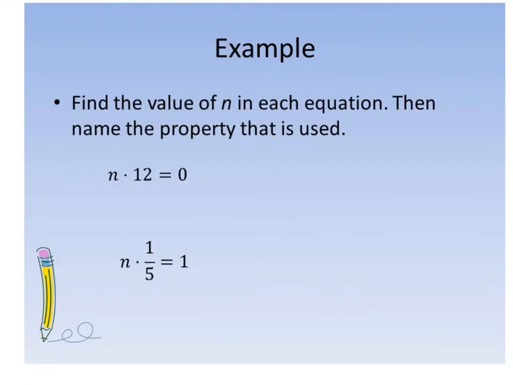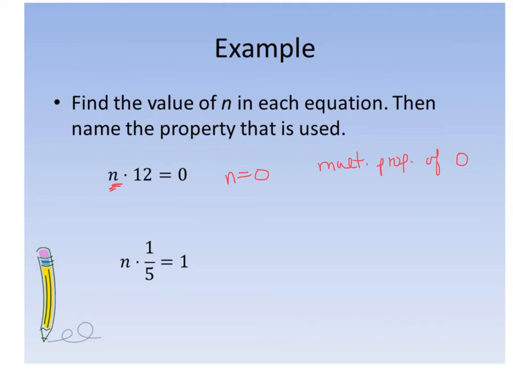So this says find the value of n, then name the property that is used. So what does n have to be for us to multiply n times 12 and get 0? n has to be 0. And so if I multiplied by 0, what property did I use? We're going to call it the multiplication property of 0.